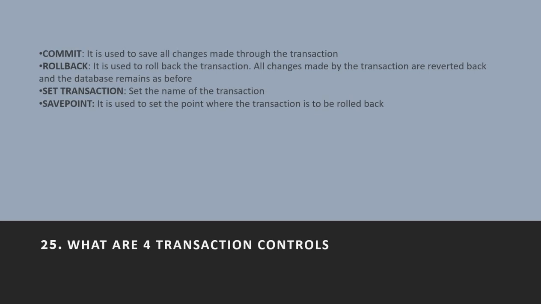What are the 4 transaction controls? Commit, rollback, set transaction, and savepoint. Commit is used to save all changes made through the transaction. Rollback is used to roll back the transaction. Set transaction sets the name of the transaction. Savepoint is used to set the point where the transaction is to be rolled back.